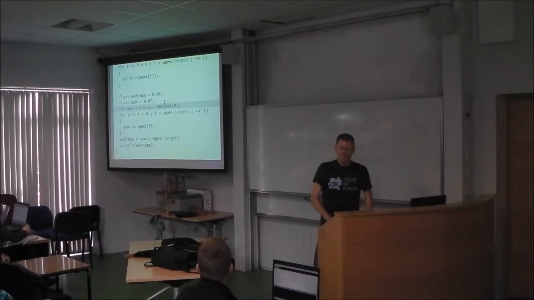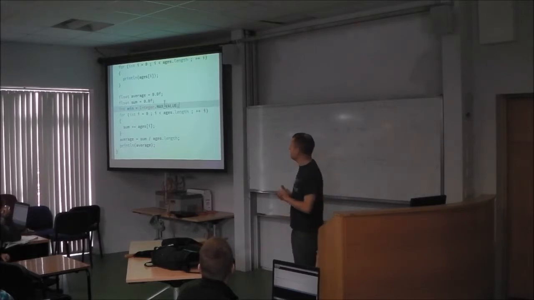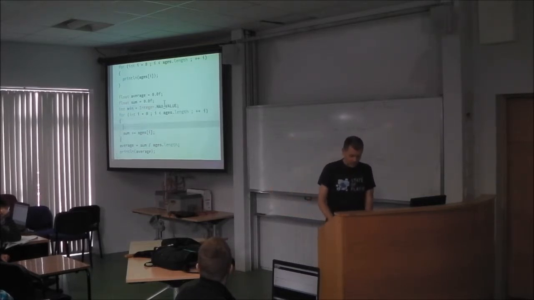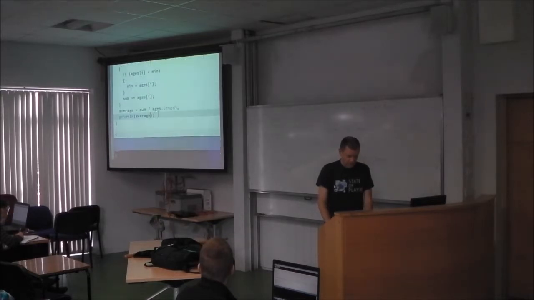Okay, so this is the strategy. For the minimum, we'll set the minimum value to be the maximum possible value that an integer can be. And then I want to go through all of this element by element. And I want to say if ages at position I is less than the minimum value, the minimum value is going to be equal to ages at position I. So we'll test to make sure that that prints out and works properly.